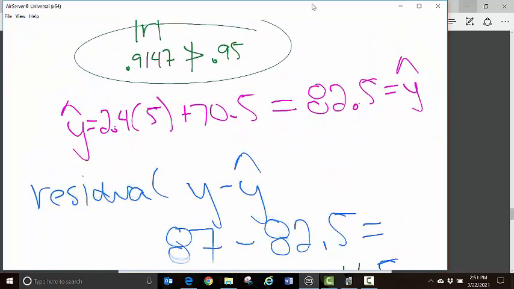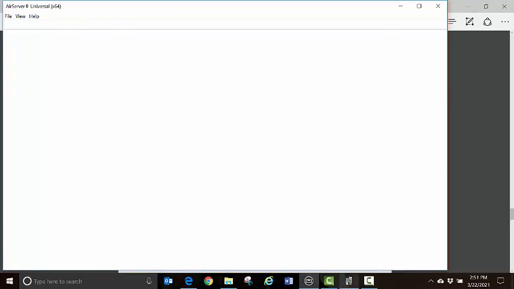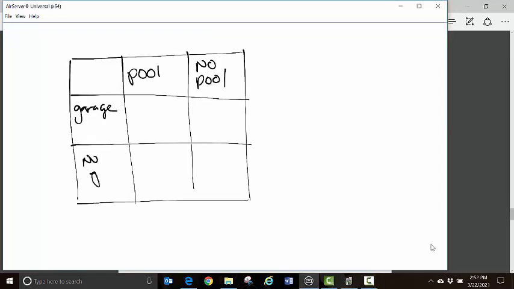Now let's look at chapter 5. We're looking at a population of people and whether they have a garage in their house, a pool, or both. All right, so here's my picture. I totally made it up. I don't know what the numbers are going to say. Okay, so this is my table.